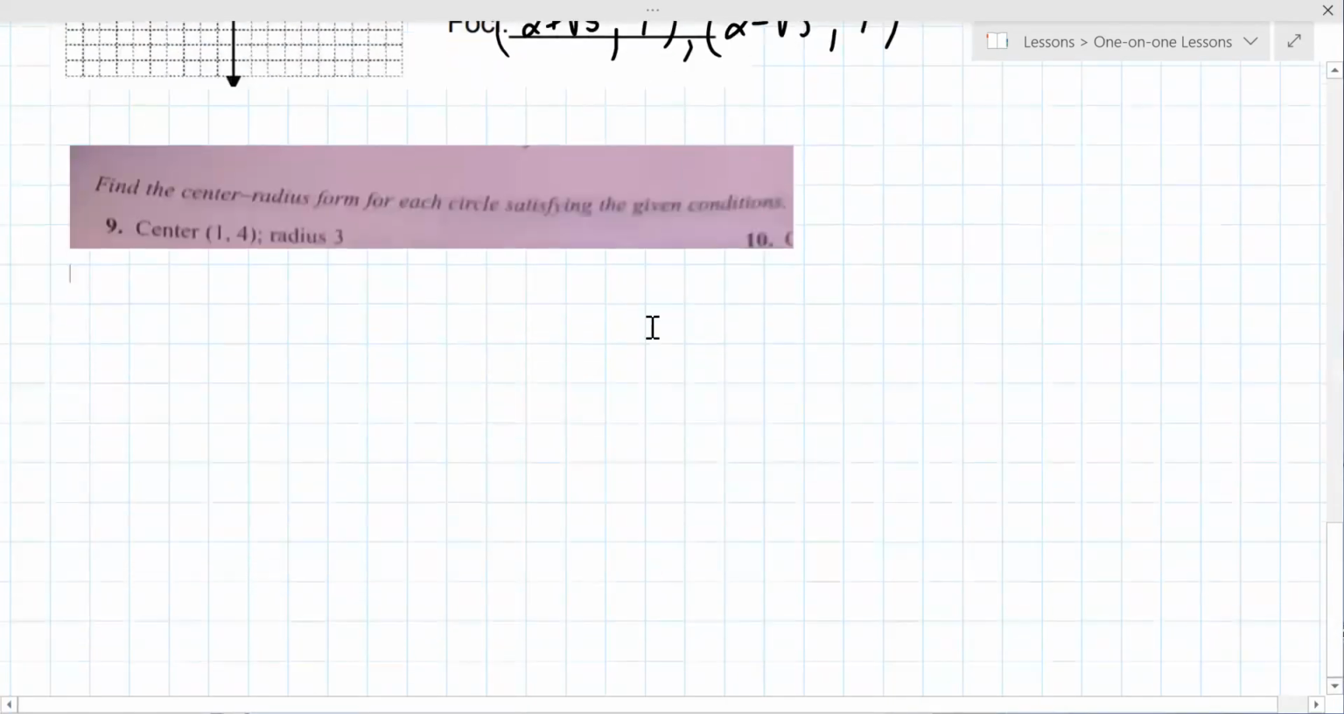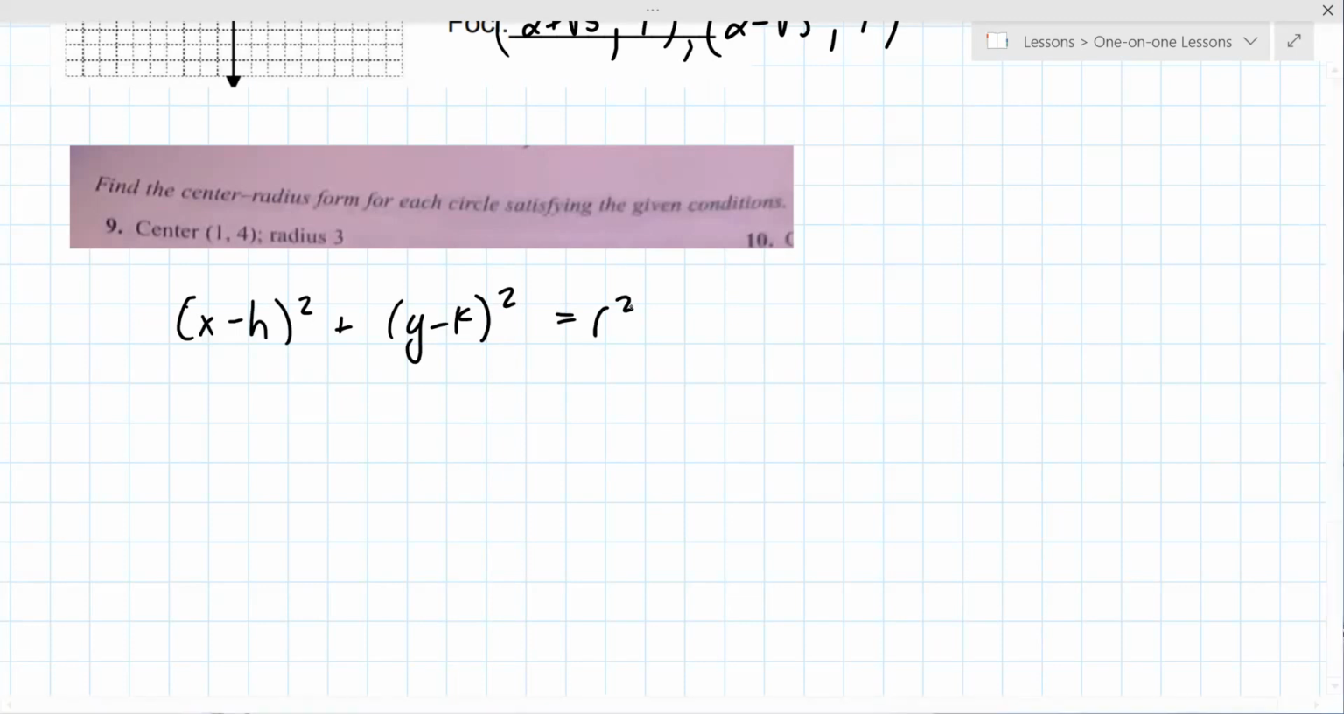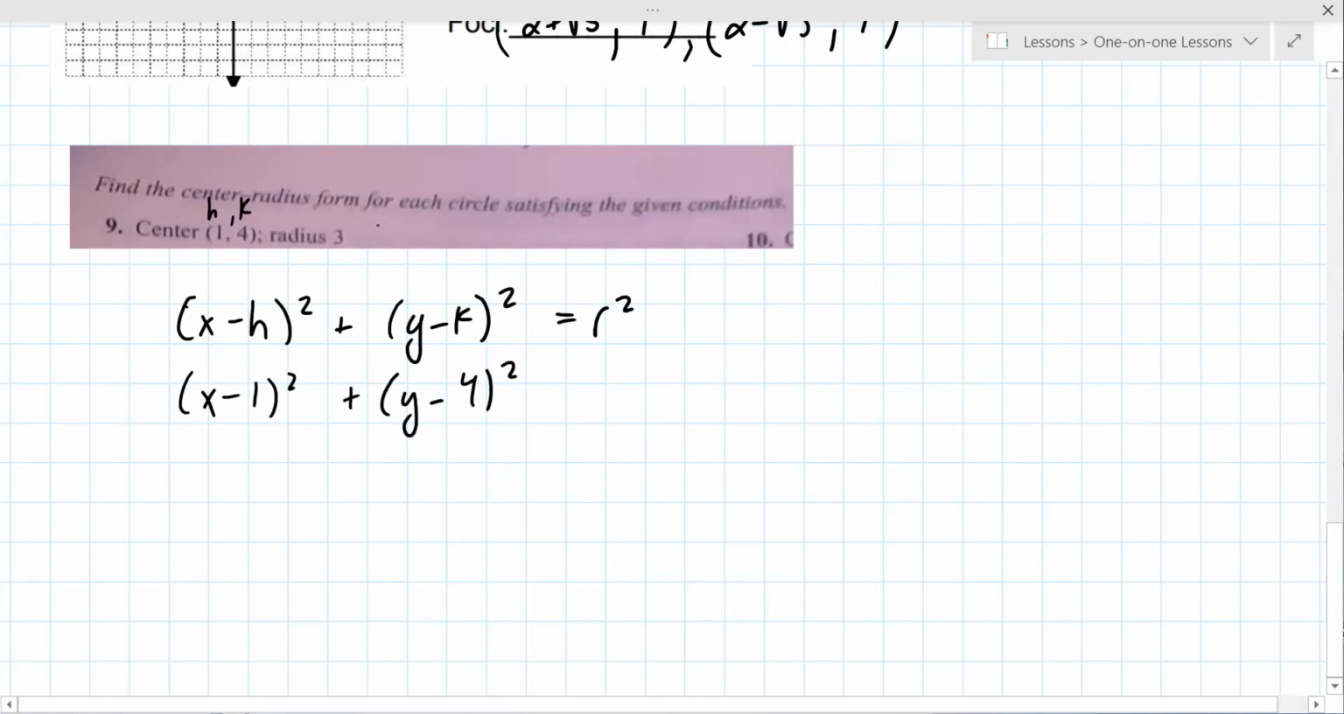All right, so number 9 says find the center radius form for each circle. So we have x minus h squared plus y minus k squared equals r squared. Okay, so center is given, h and k. So it's x minus 1 squared plus y minus 4 squared. And then the radius 3 is squared, so that equals 9. That's your final answer for that one.